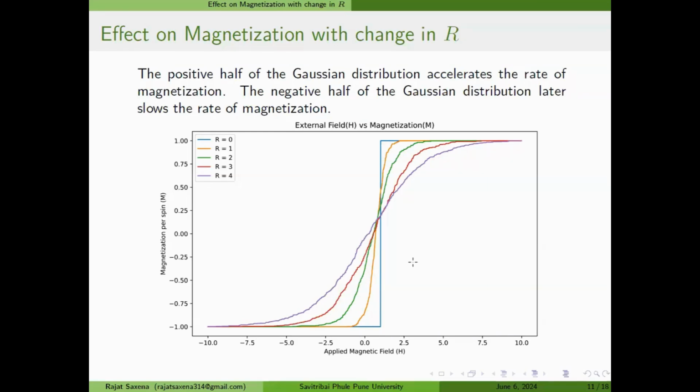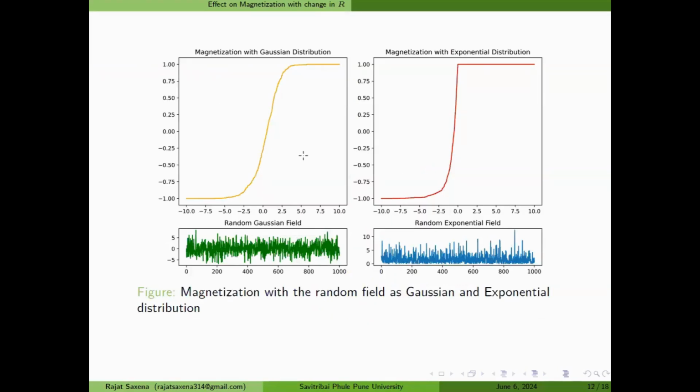on the curve. So just to prove my point, and for simplicity, I have two curves. One has a random field with the Gaussian distribution, and one with an exponential distribution. As you know, the exponential distribution will be non-negative, so as you can see, it goes from 0 up to 10. You can see magnetization starts, but there is no slowing down. It instantly magnetizes, with no slowing down of the curve. However, with the Gaussian, the positive half will accelerate, but the negative half will slow it down. So that's the difference between the two plots, and what the negative half of the Gaussian does.